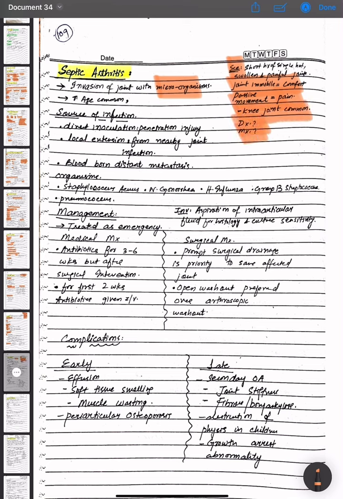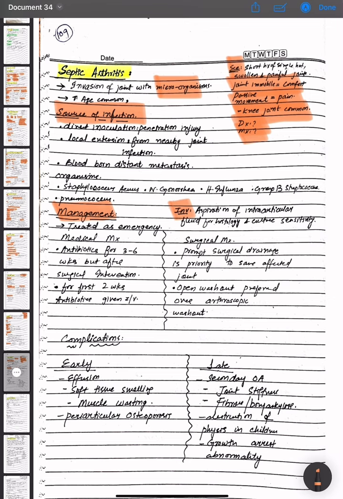So what is the source of infection? Direct inoculation or penetrating injury, local extension from a nearby joint infection, and blood-borne distant metastasis. Organisms are Staphylococcus, gonorrhea, H. influenzae, group B streptococcus, and pneumococcus. These are the sources of infection. Now, what is the management and what is the investigation? For investigation, aspiration of intra-articular fluid for histology and culture and sensitivity is done.